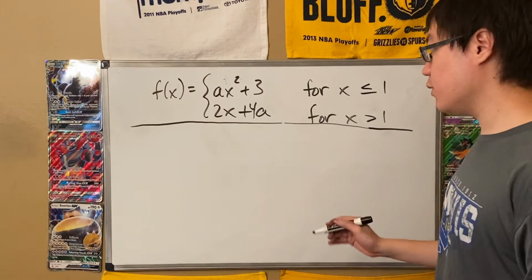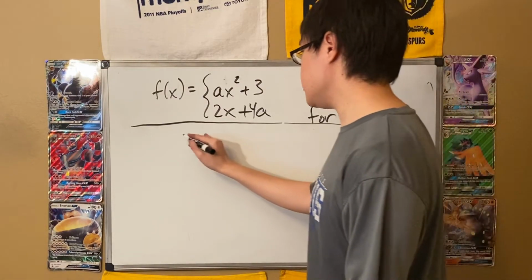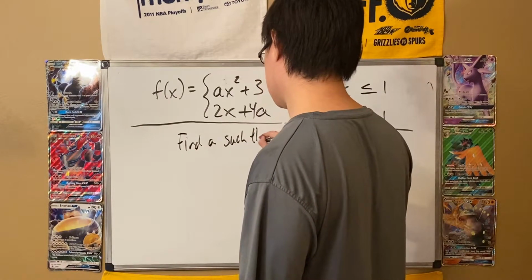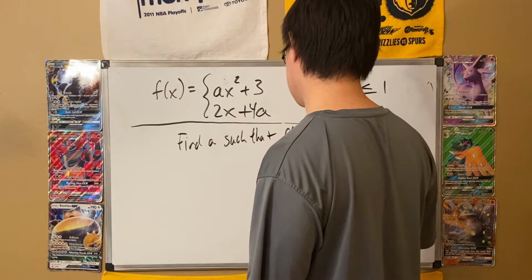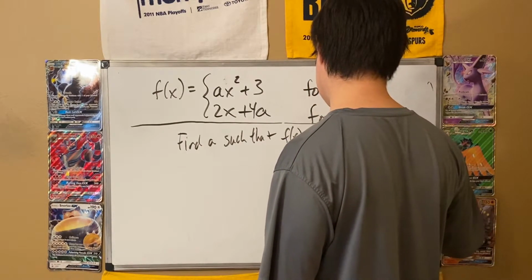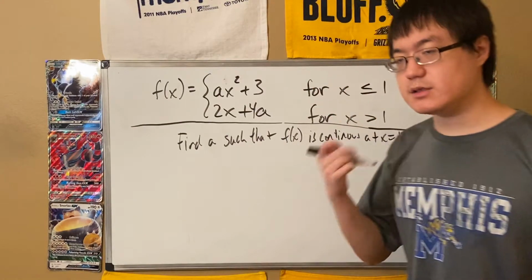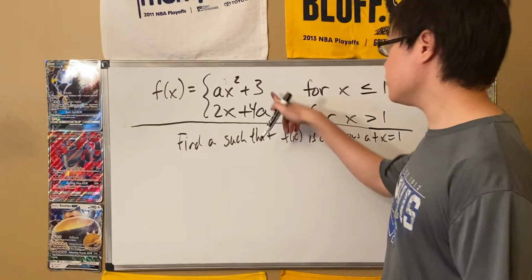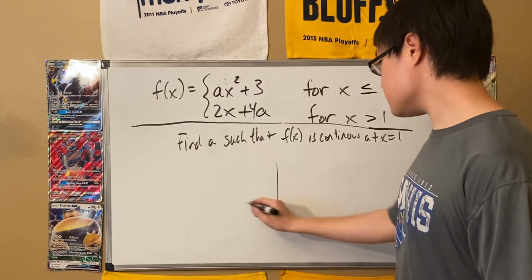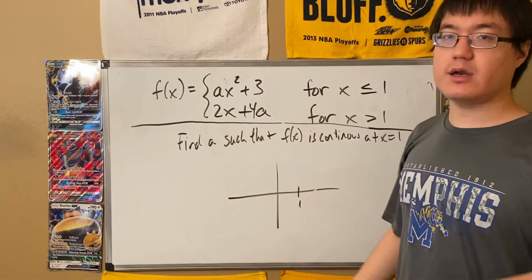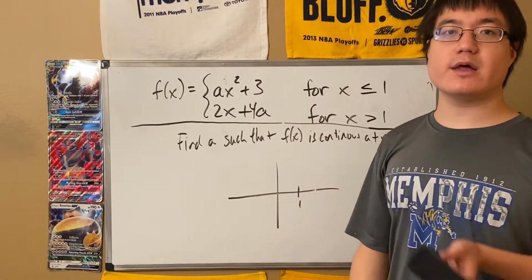Yes. So what we're going to do, the instructions of this question is find a such that f of x is continuous at x equals 1. So before we get to the answer, I want to sort of explain what we're trying to do here in terms of a graph. So keep in mind that on this side, we have x is equal to 1, this important number, and on this side it's a parabola, and on this side it's a line. But keep in mind that a is arbitrary.